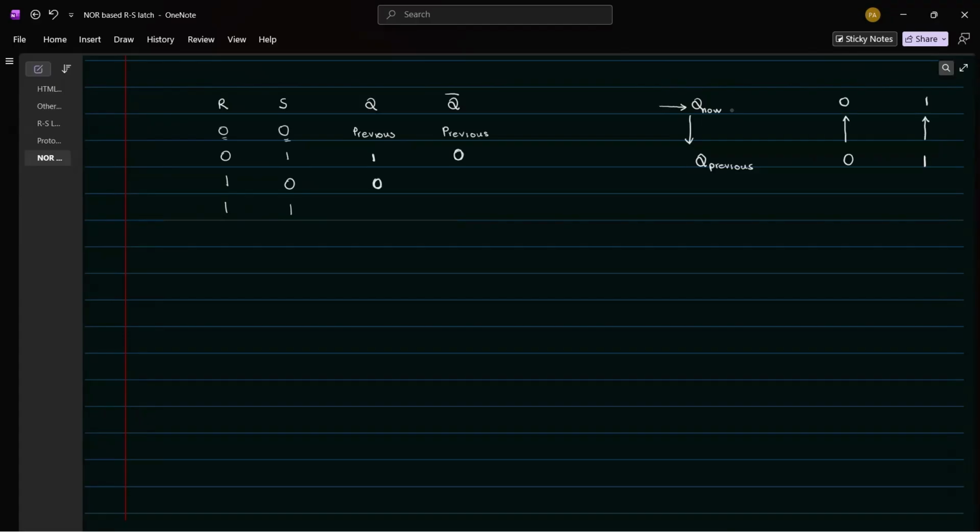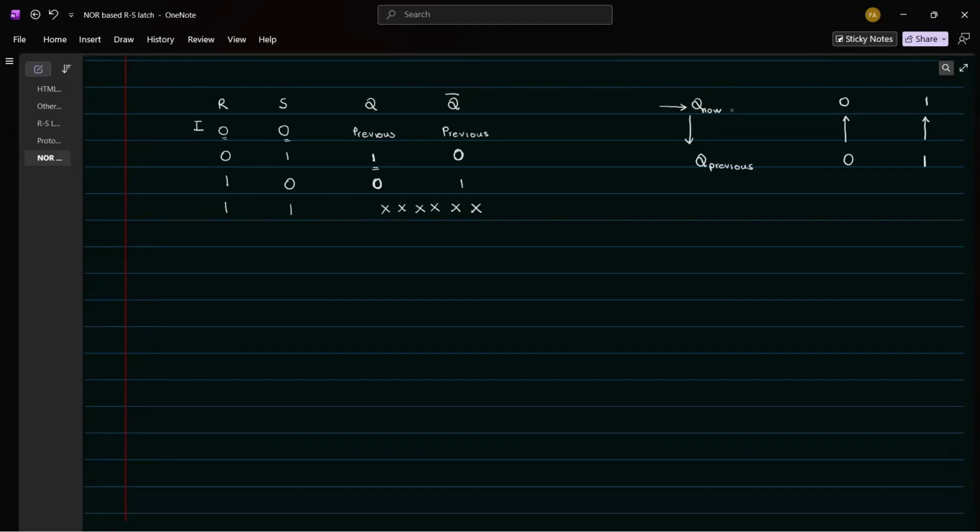Since Q is 0, Q bar will be 1, and we know these two are invalid. When R equals 1 and S equals 1, it can't happen. It is forbidden. It is invalid. Okay, that's the idea.